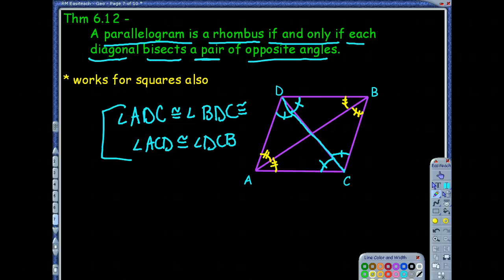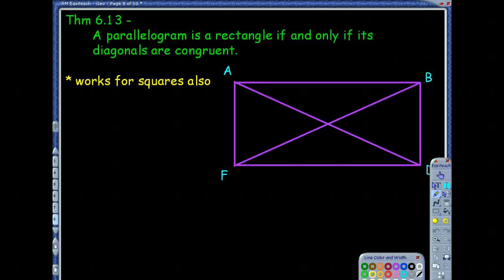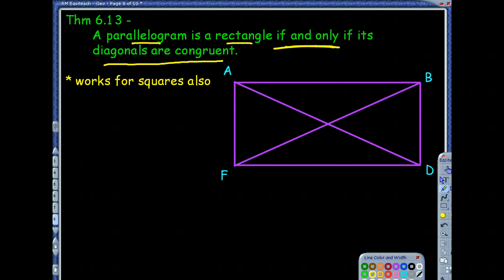Okay. All right. I think we have one more theorem, I believe. And this one, notice the last two we're dealing with rhombuses. This one is talking about a rectangle. But again, notice it says works for squares also. Why is that? Because squares are rectangles. Exactly. So again, it starts the same way. A parallelogram, dealing with a rectangle this time, if and only if. So it works both ways. Its diagonals are congruent. Okay, so lots of stuff that we're dealing with diagonals.